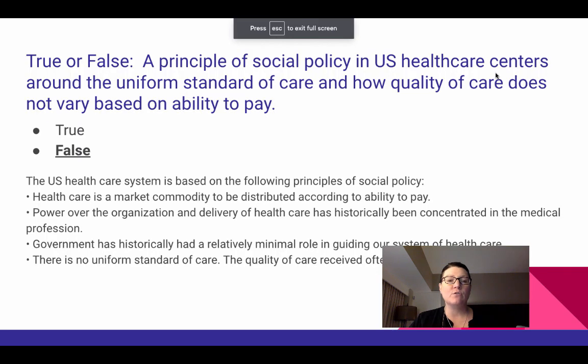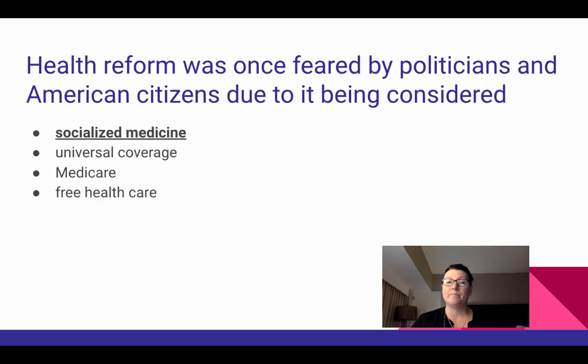The first question, true or false, a principle of social policy in the U.S. centers around the uniform standard of care and how quality of care does not vary based on ability to pay. And that is not true. Actually, from the textbook below are the principles of social policy here in the U.S. And generally, it's about the fact that healthcare is a commodity and distributed based on ability to pay. And there is no uniform standard of care. So quality of care varies based on the ability to pay. So that answer there is false.